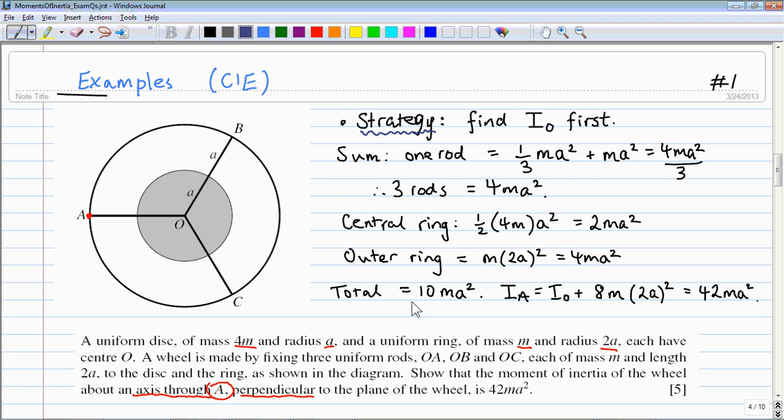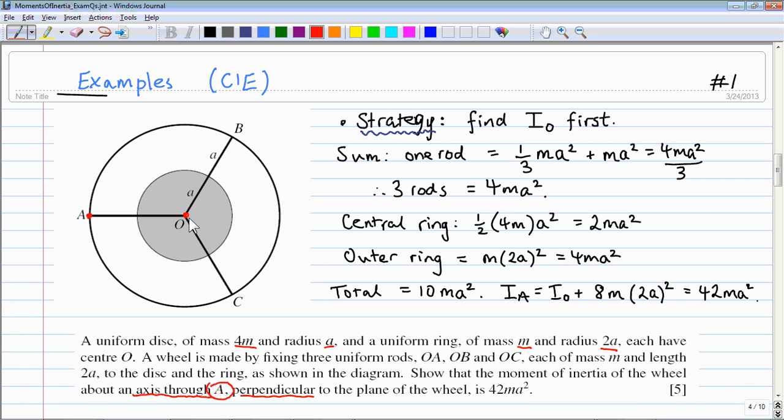Once we've found the moment of inertia about O, what do we do next? That's a question for you to answer. If I find the moment of inertia about O, how can I then easily find the moment of inertia about A? Well, the answer is we use the parallel axis theorem. Because if we find the moment of inertia about O, we know that O is the center of mass of the system. Therefore, the parallel axis theorem may be applied using I_A equals I_O plus the mass of the system times the distance AO.